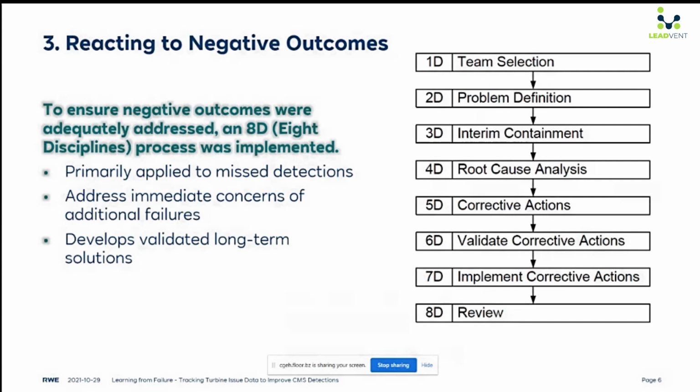There's a lot of documentation and training available in the world, so I will only briefly touch on the steps involved. Step one, team selection. Make sure you have all the domain expertise you'll need on the team. Step two, problem definition. Clearly state the who, what, why, where, when, and how of the issue. Three, interim containment. This is a very critical step. If there's anything you can do to immediately ensure that you don't have any other misses, please do that.